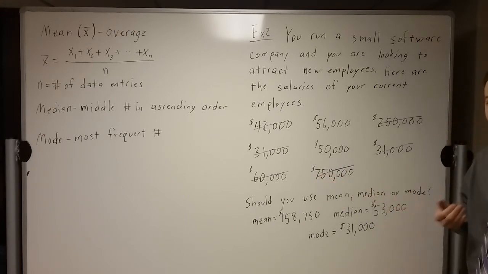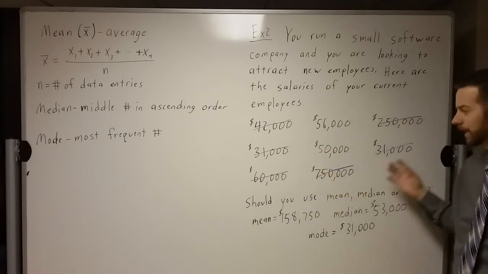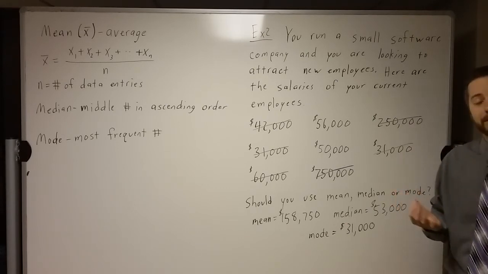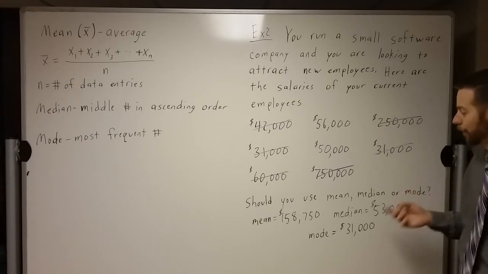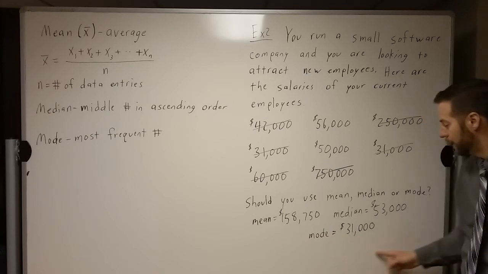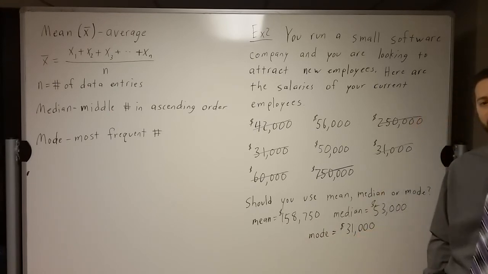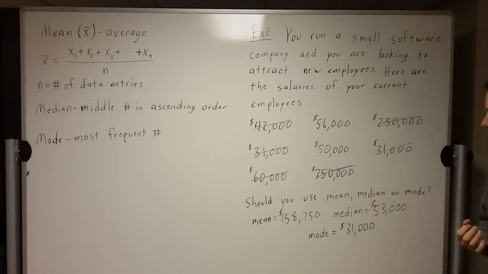So let's flip this around for just a second. Let's say that you were somebody who worked at this company, and you thought the wages were way too low, and you were trying to bargain with the owner to try to get the wages increased. If that were you, you would probably use the mode and say the most common salary you're paying your employees is $31,000 a year. That's too low. And you're completely telling the truth.